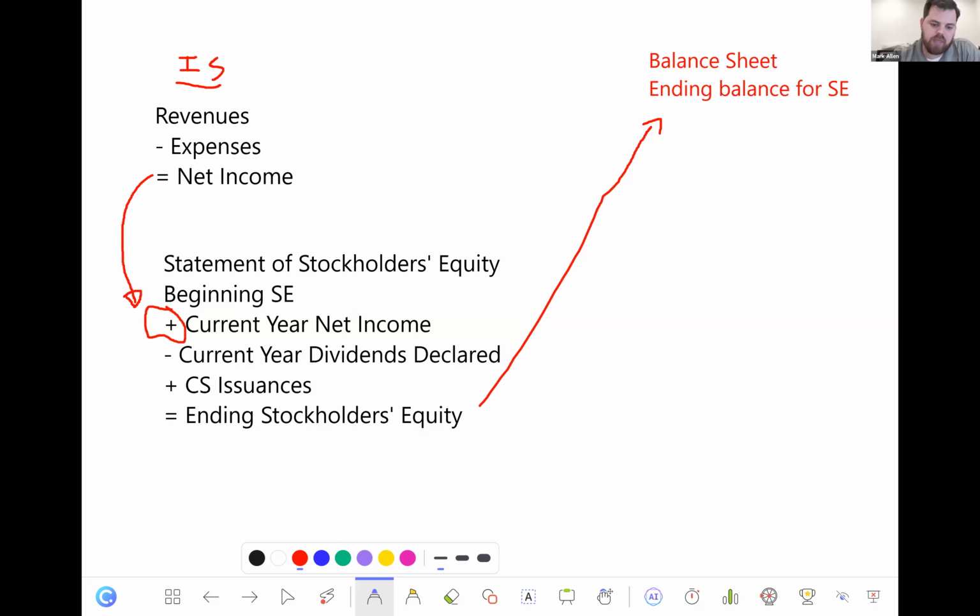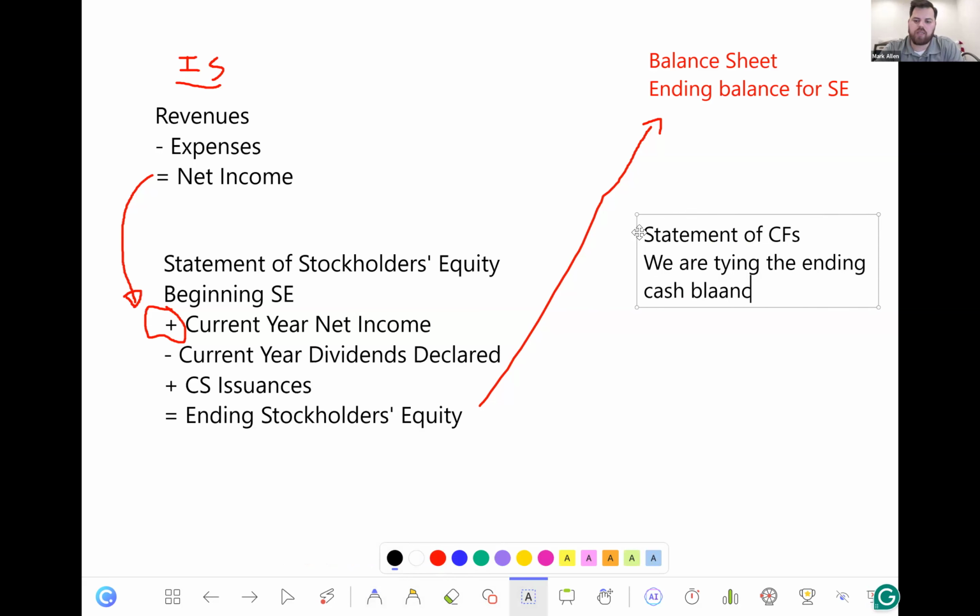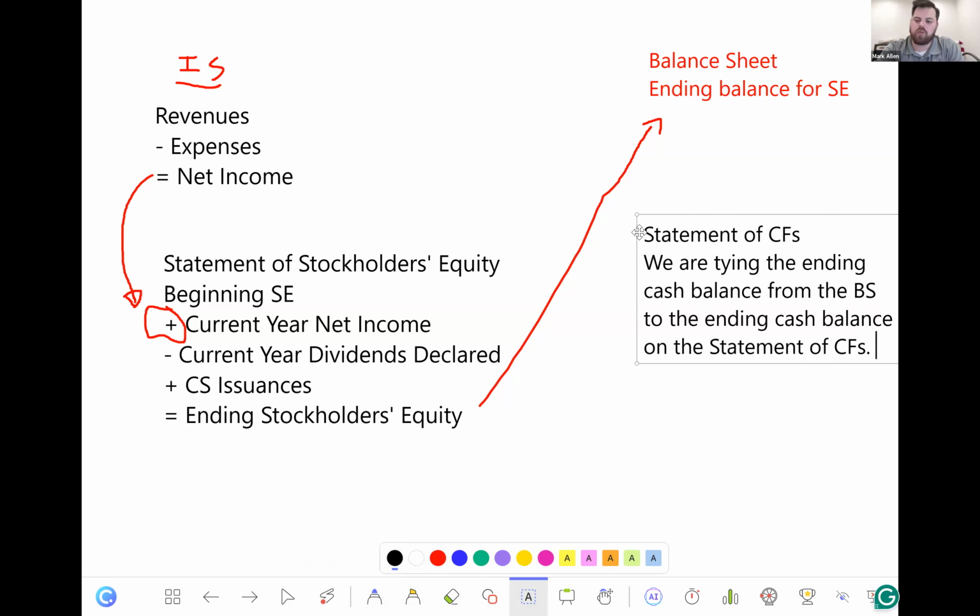And then our last financial statement that we have here is the statement of cash flows. And when we do the statement of cash flows, here we are tying the ending cash balance from the balance sheet to the ending cash balance on the statement of cash flows.